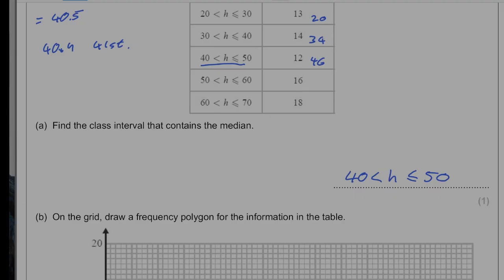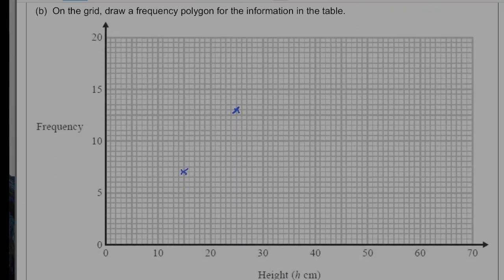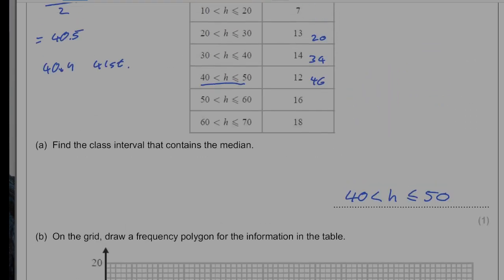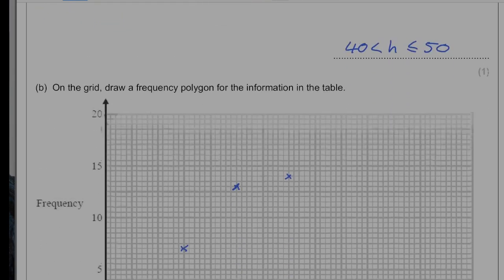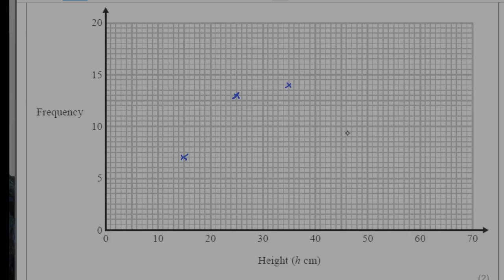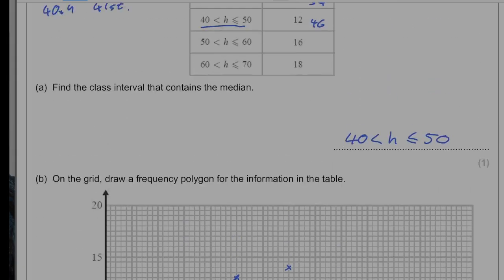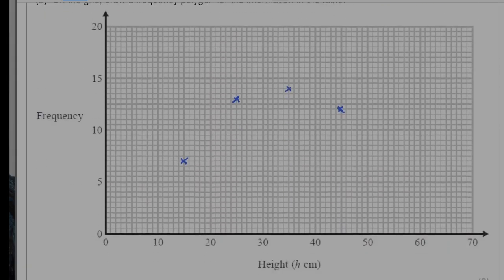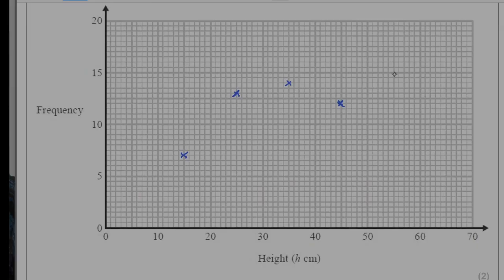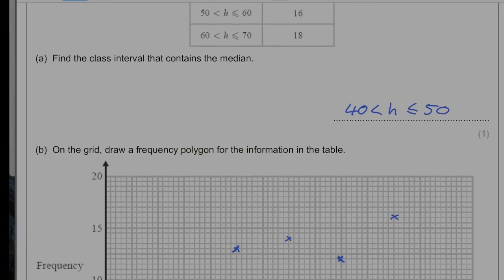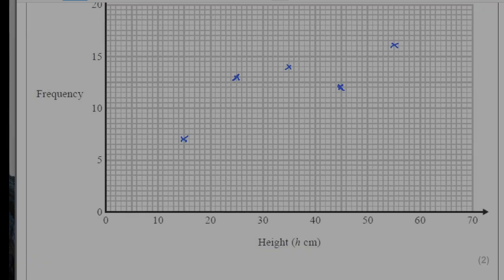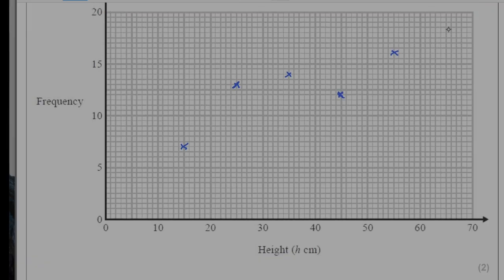My next one's going to be 35, 14. So 35, 14 is going to be there. My next one will be 45 and 12. So 45 and 12. And then I'm looking at 55, 16. 55 and 16 will be here. And then finally 65 and 18. So 65 and 18 will be there.